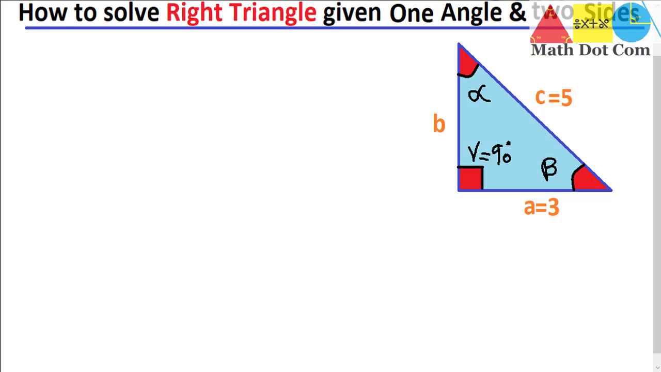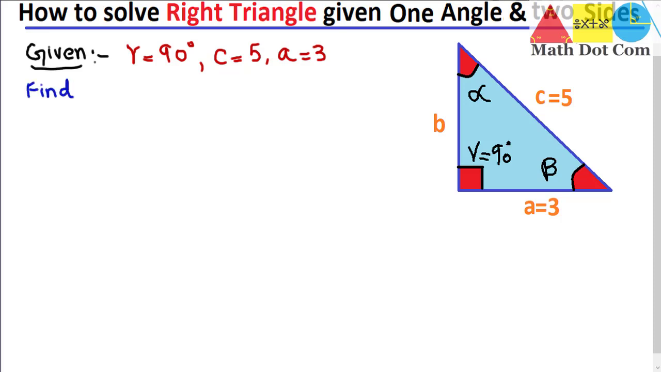First of all, what does it mean by solving the right triangle? Let's see. First we will see what is given. The given is the angle gamma equals 90 degrees, the hypotenuse, that is C, equals 5, and the side A equals 3. This is given. Now what do we have to find in order to solve a right triangle?